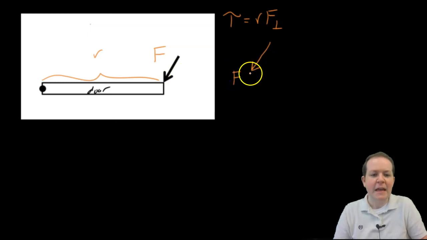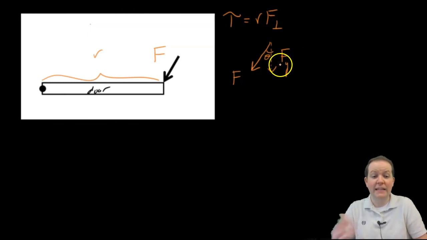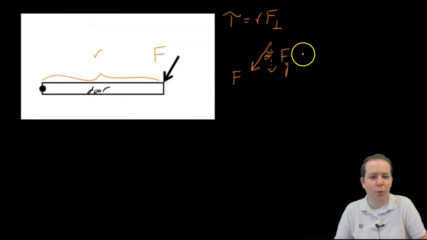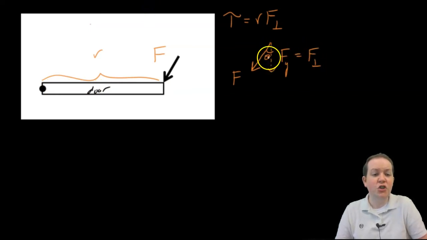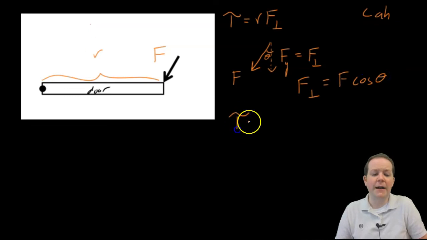There's my F. If this is my angle right here, this is theta, well then what I'm drawing right here is Fy, because relative to this radius along the doorway, that is the perpendicular piece, and it's adjacent to my angle. Well, okay, let's see. Cosine is adjacent over hypotenuse. So F perpendicular, that would be F times the cosine of theta. So what is my torque equation equal to in this scenario? It's R times F cosine of theta.